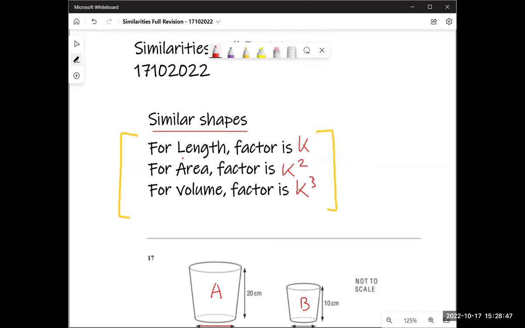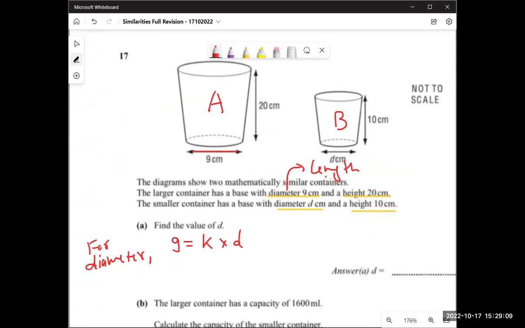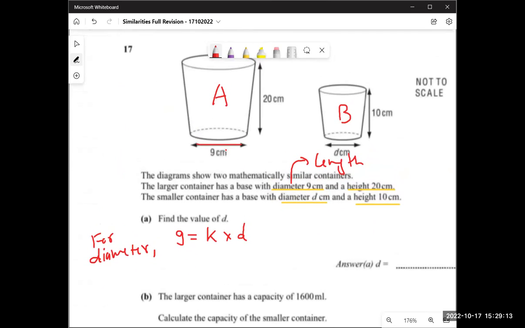All you need to do is for length. Diana, read this out loud first, quick. From the top. Similar shapes. For length, factor is k. For area, factor is k squared. For volume, factor is k cubed. Perfect. Now, diameter is a length. It is not area or volume. So the factor is k. All you have to do is take the larger one, 9, equal to k times the smaller diameter.